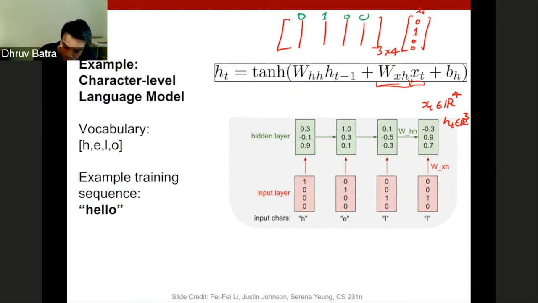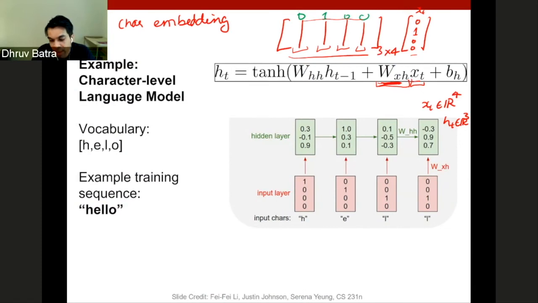Because X is always one-hot, this matrix-vector product always corresponds to picking one of the columns of this matrix. And so this subcomponent of this matrix is really what is known as a character embedding matrix. Because if you think about it, this matrix always has the same number of columns as the vocabulary, and it tells you how each character is embedded into a dense vector space, that dense space being 3-dimensional in this case. Each one of those columns is known as a character embedding that is then combined with a hidden representation by matrix multiplication and summation as well.